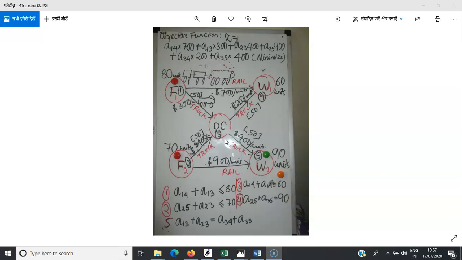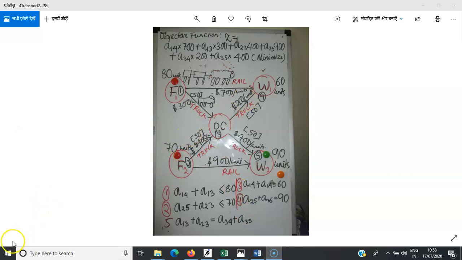It can just receive material, and it can also allow the material to go. The distribution center does not store any material, so whatever material it is receiving from factory 1 and factory 2, A13 plus A23, should also get transported. So A34 plus A35 should also be equal. So these are the constraints so far. Let us see how we can incorporate all those constraints in our solution.